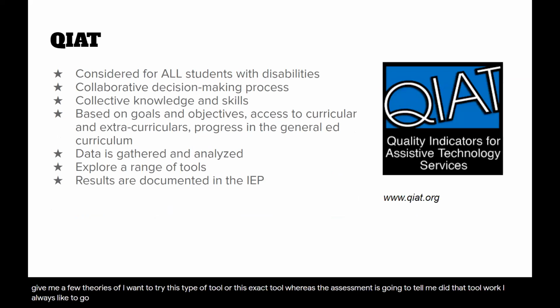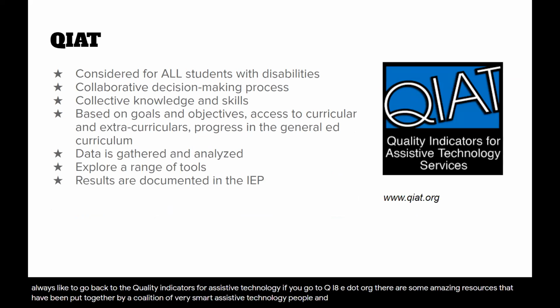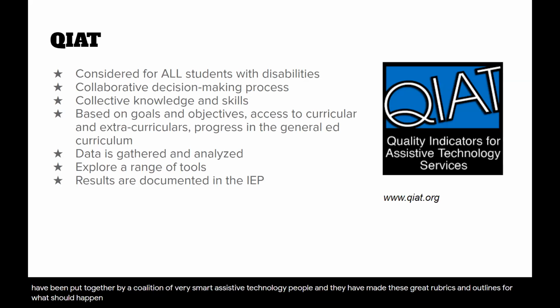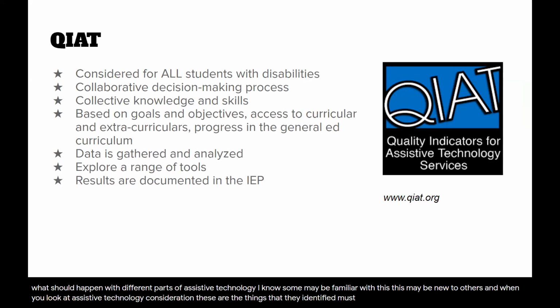I always like to go back to the quality indicators for assistive technology. If you go to qiat.org, there are some amazing resources that have been put together by a coalition of very smart assistive technology people. And they have made these great rubrics and outlines for what should happen with different parts of assistive technology. I know some may be familiar with this. This may be new to others. And when you look at assistive technology consideration, these are the things that they identified must happen with that.